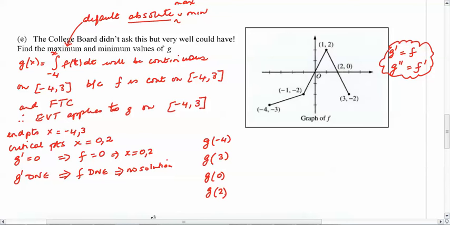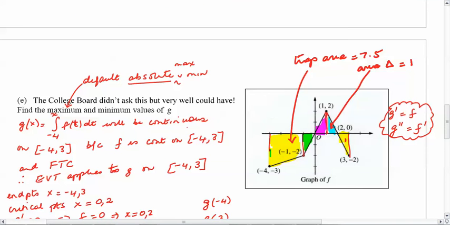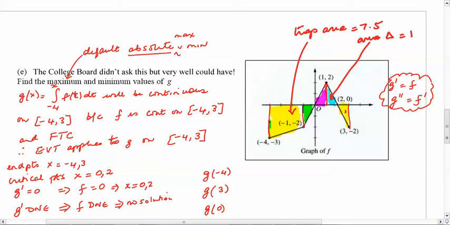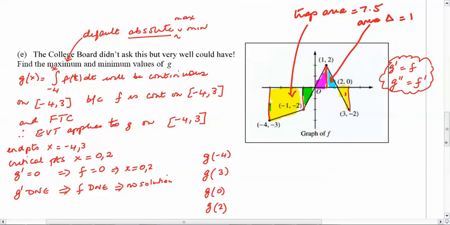Now I'm going to pause this for a minute and I'll carry on very soon. I've just taken a break to copy the areas that we found on the diagram on this page to help us find the values of g. Remember, to find g, we're going to use this definition. G was the integral from, lower limit was -4, the upper limit is x. Oh, okay, well, that one is easy.